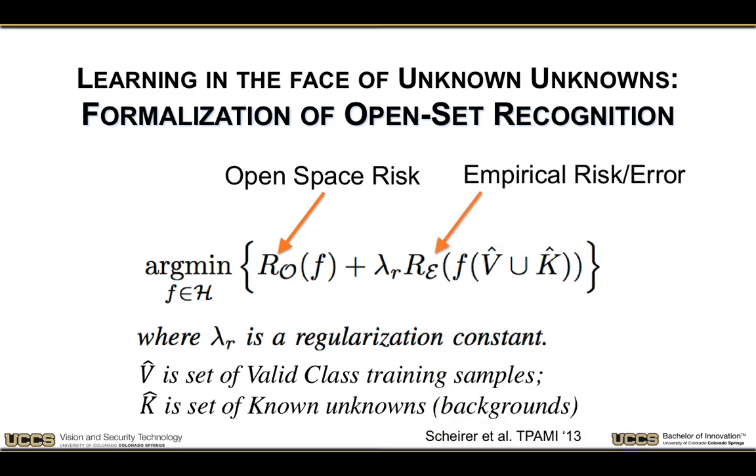We formalized this as breaking it up into two parts, what we call open space risk and empirical risk error. That's the normal error you look at. But we want to put in a penalty that says you've got to pay a price for labeling things you should not label. Okay, and we have some regularization constant between the two of those that we want to play with.